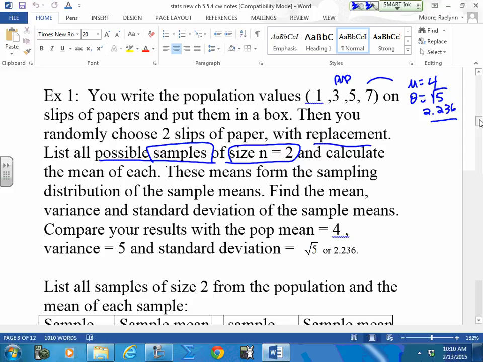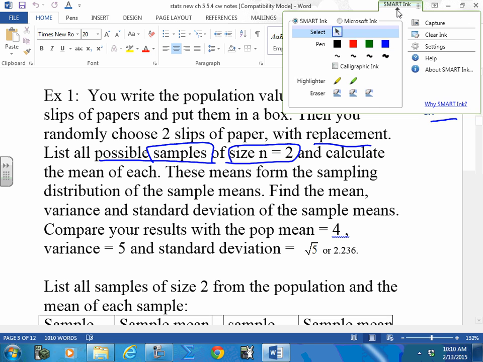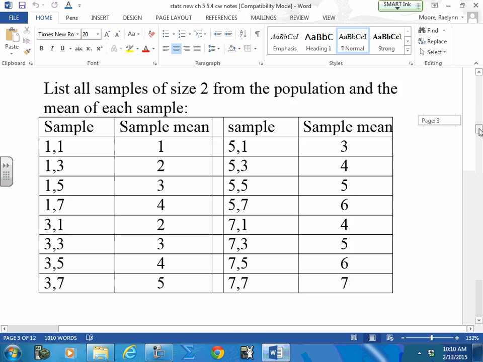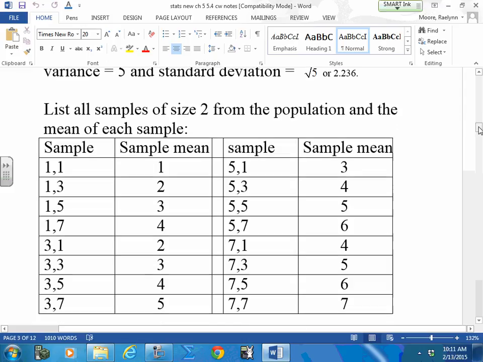Okay? Now, I want you to see us doing this. What it shows in your book is that each one of these has an equal chance of being selected. So out of the 1, 3, 5, 7, watch how this pattern works.